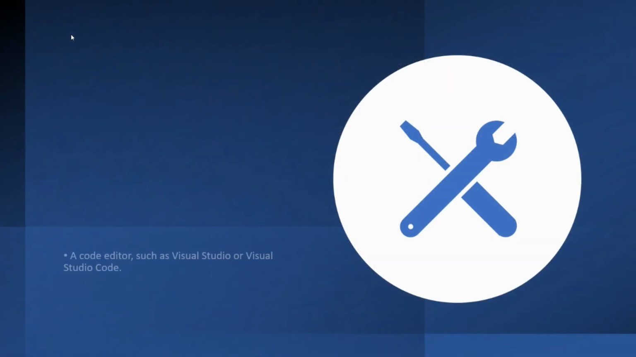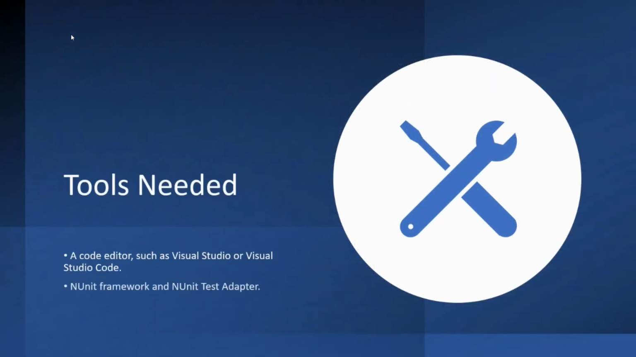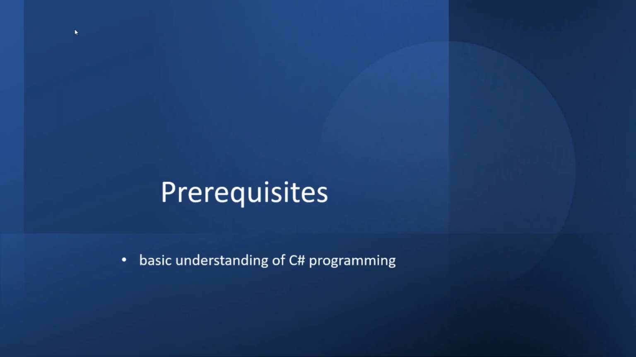You will need just a couple of tools to get started. A code editor such as Visual Studio or Visual Studio Code, the Unit framework, and NUnit test adapter. We will install this in the next part. As a prerequisite, it's helpful to have a basic understanding of C Sharp programming, but if you are new to C Sharp, that's okay. You can follow along and learn as we progress through the tutorial.